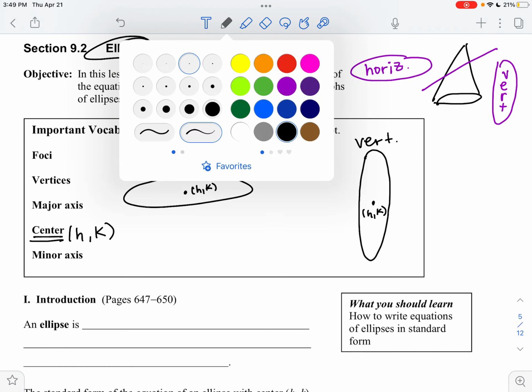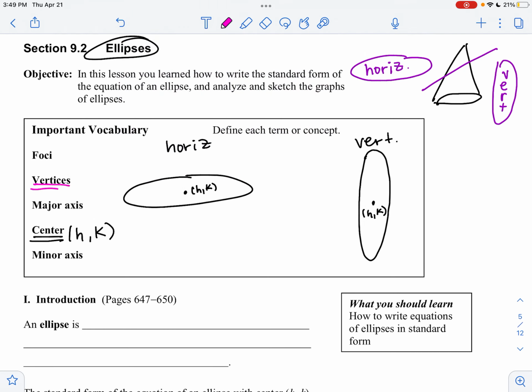Okay, both of them also have something called vertices. So vertices are going to be along the major axis. And let me show you what that looks like here. This is our major axis. I'm going to go ahead and put that in purple. But the major axis just means it's the axis that looks like it's the longest, and it goes through the center. So it's for both of these. Those are the major axis, the longest axis. And the major axis is double the value of A.